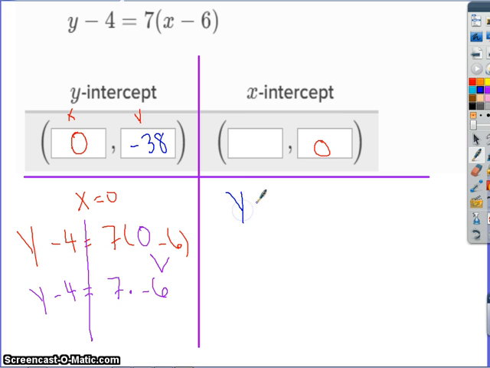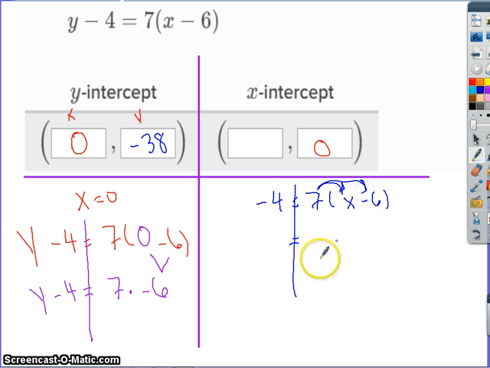I start by writing just the equation, y minus 4 equals 7 times x minus 6. I can replace the y with 0, and I'm left with an algebra equation. Negative 4 equals 7 times x minus 6. You've been asking me forever what distribute is good for. It's good for this. You distribute the 7 to the x and to the 6. I wind up with 7x minus 6 times 7 is 42. You have to multiply both things by this 7. Okay, the opposite of minus 42 is plus 42.